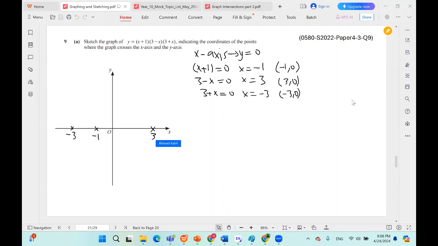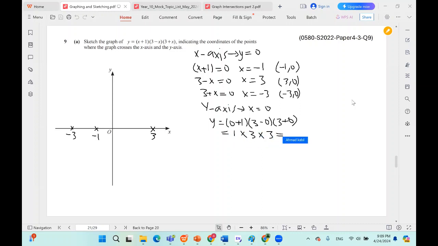Next, we move on to the y-axis. Y-axis means x equals 0. So y equals (0 + 1)(3 - 0)(3 + 0). This is equal to 1 times 3 times 3, and this is equal to 9. So we have another point here at (0, 9). We can plot it here. Now we got 4 points.